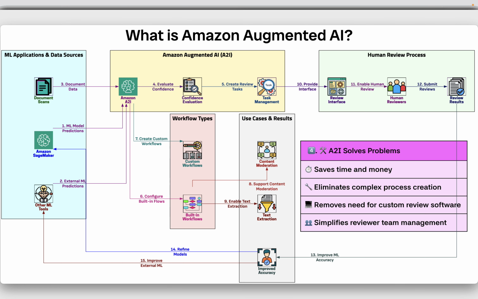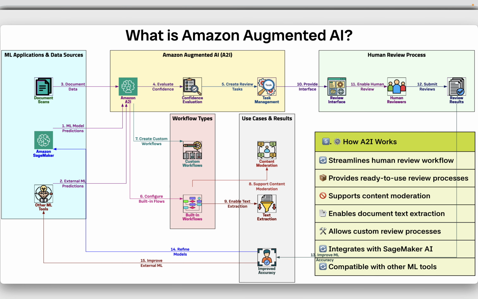So Amazon Augmented AI solves these problems. Creating systems for human review can take a lot of time and money. You would normally have to set up complicated processes, write special software to handle the review tasks and results, and manage a large team of reviewers. Amazon A2I makes this whole process much simpler.